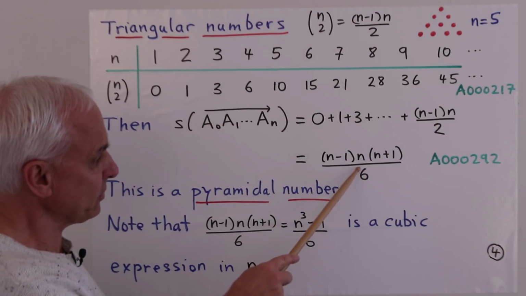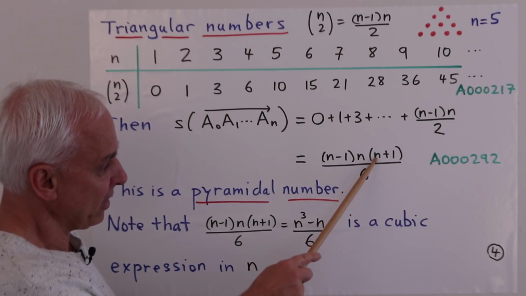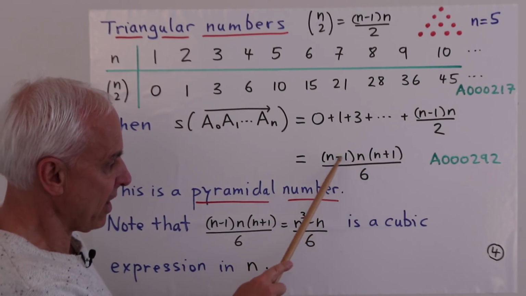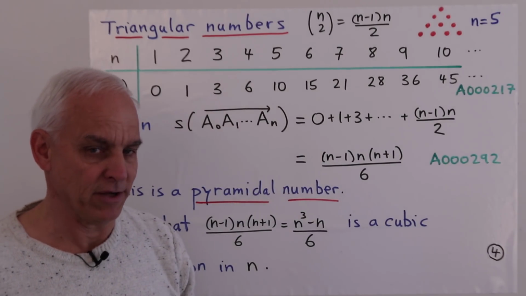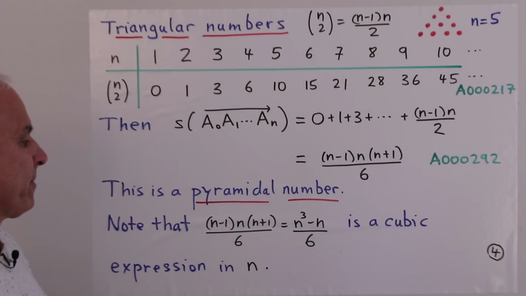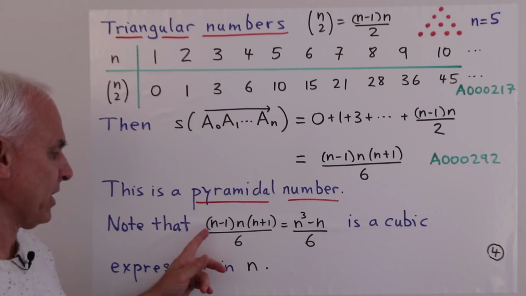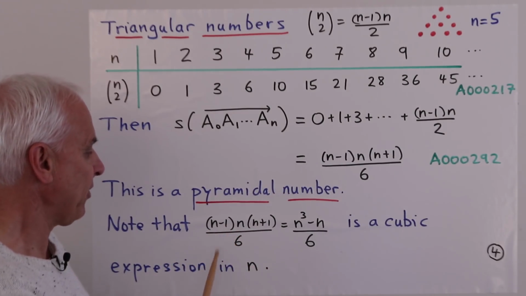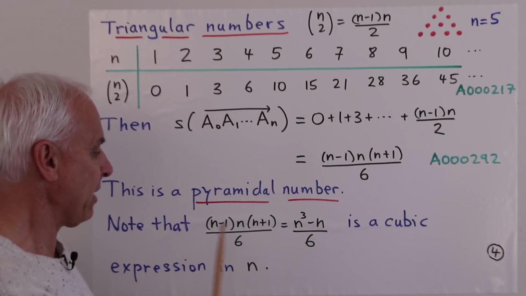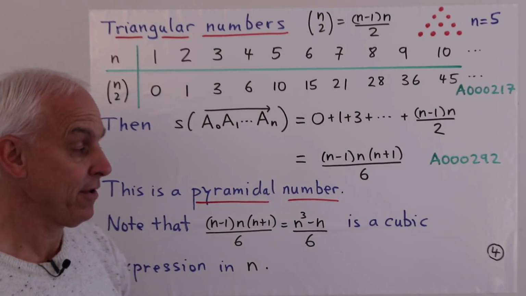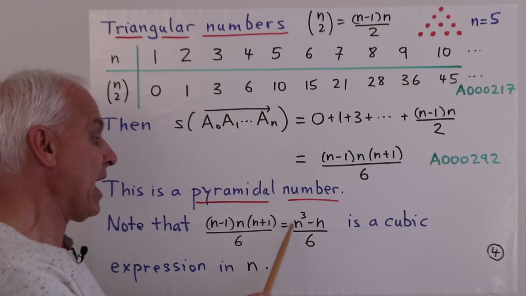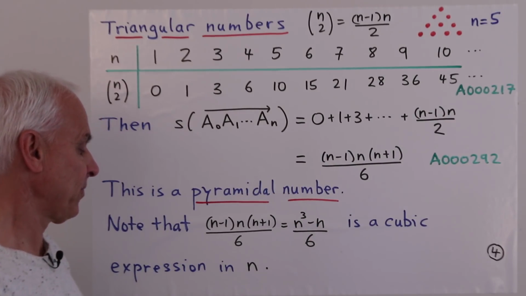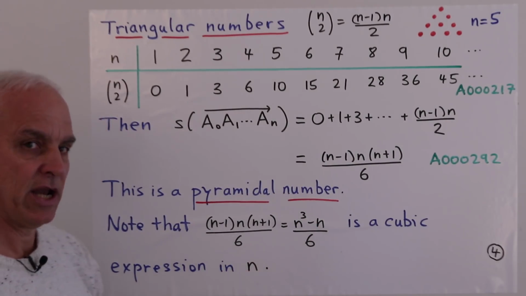So 20 would be the case when you have n equals 5. There'd be a 6 here, which would cancel, and then there'd be a 5 times a 4. That would be 20, so that's the 5th pyramidal number. Now notice that this expression could also be written a little bit more simply, perhaps. If we combine the n minus 1 and the n plus 1, we get n squared minus 1. So when we multiply by n, we get n cubed minus n over 6. And that's a cubic expression in n.